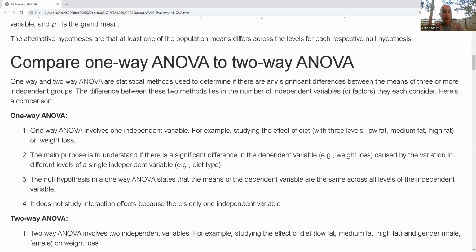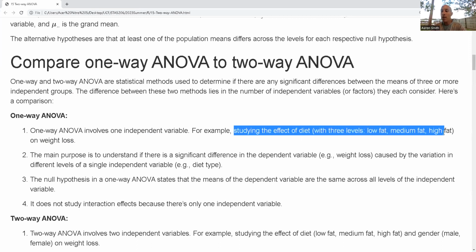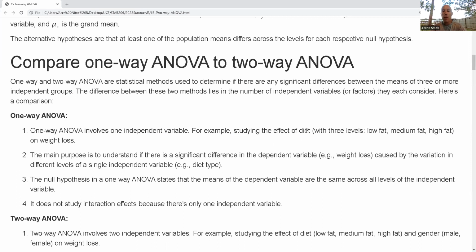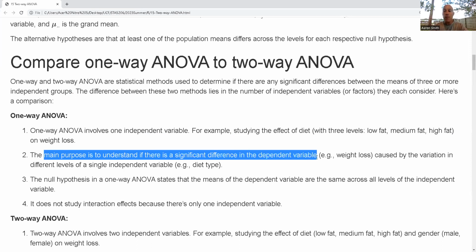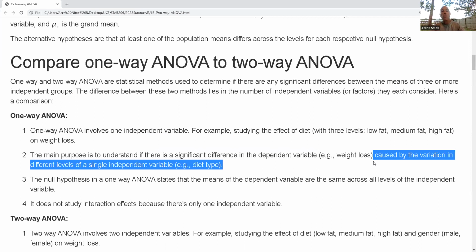So here's a comparison. One-way ANOVA involves one independent variable. For example, we can study the effect of diet with 3 levels, low fat, medium fat, and high fat, on weight loss. There's only one independent variable, diet. The main purpose of one-way ANOVA is to understand if there's a significant difference in the dependent variable caused by the variation in the different levels of the single independent variable.